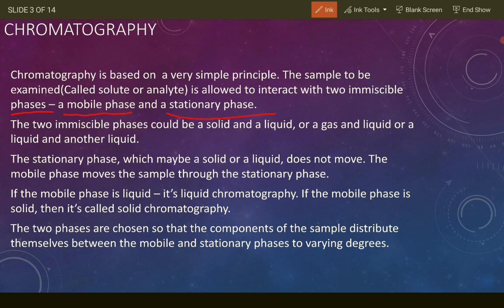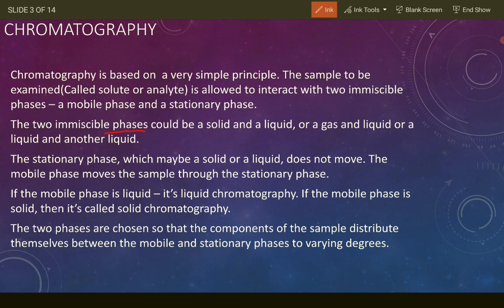So to separate different compounds from a mixture of compounds, we need to have a mobile phase and a stationary phase. Now as the name suggests, the mobile phase will be the phase that can move, and the stationary phase will remain stationary, or this is the phase that would not move, right? So this is what we require to separate different molecules from a mixture.